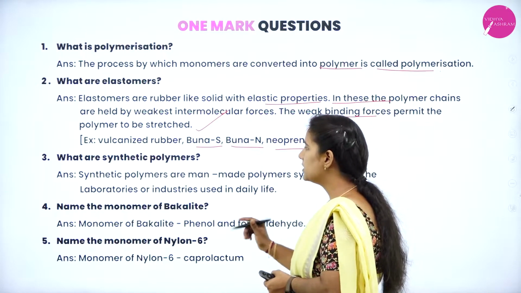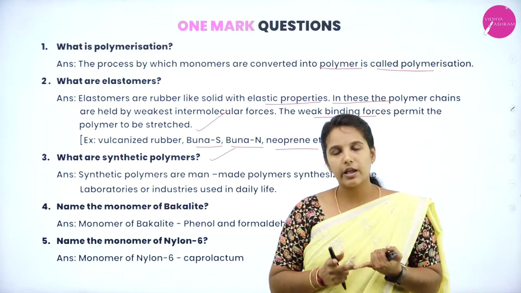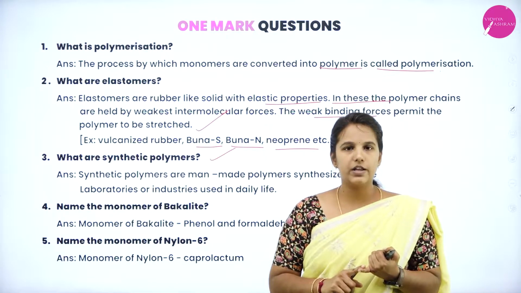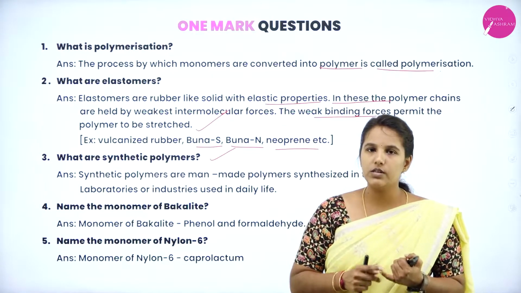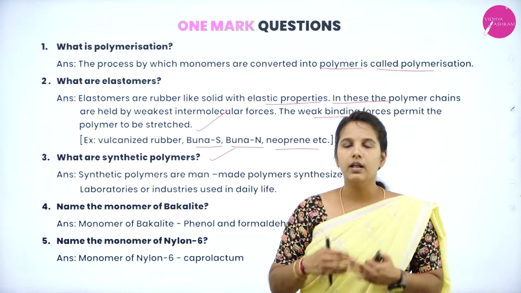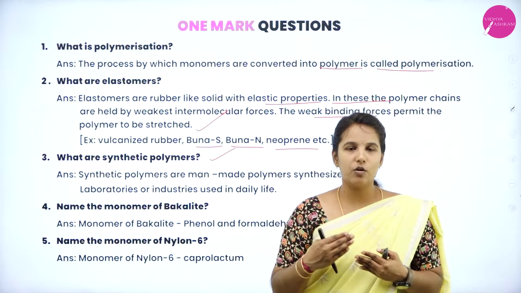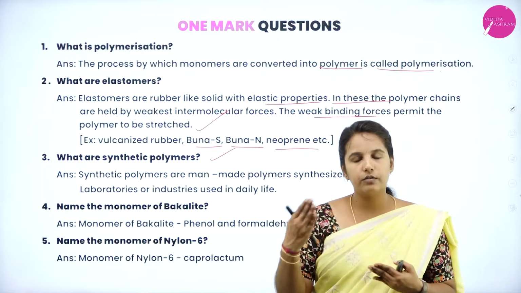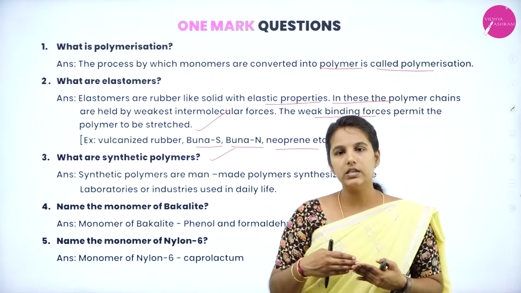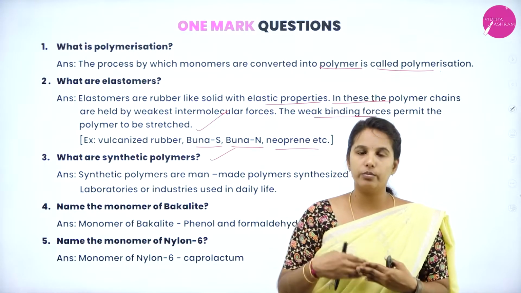Next question, what is a synthetic polymer? We all know that there are 2 types of polymers. One is synthetic polymer and the other is natural polymer. We know that natural polymers are those polymers which are obtained from plant and animal sources. The best example from animal sources is silk, which we obtain from the silkworm. From plant sources, we get cellulose. These 2 are important polymers which we obtain naturally.